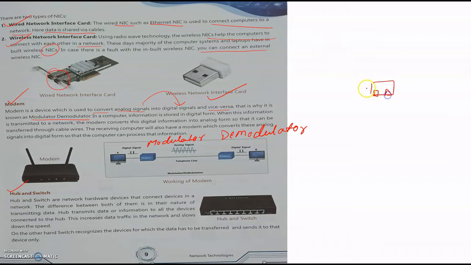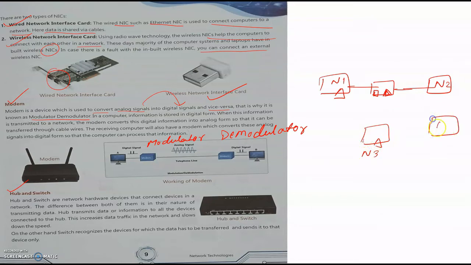Suppose that this is the hub, and from this hub some computers are connected, that is N1, node 1, node 2, N3, node 4 and N4. So these are the computer systems that are connected with the help of this hub. Hub and switch are basically the network devices that are used to connect devices in a network. It is just a connector to connect all the computers in a network.